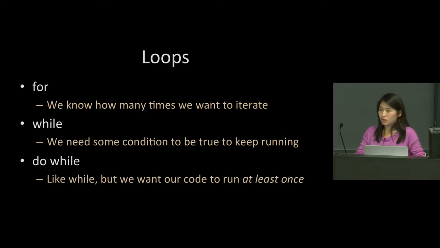We generally use a for loop if we know how many times we want to iterate through something or how many times we want to perform a task. We use while loops if we need some condition to be true to keep running. And we use do while, very similar to while, if we want our code to run at least one time. So with do while, whatever is in the do will always run at least one time, whereas with a while, it may not run at all if the condition is not satisfied. Any questions with that?